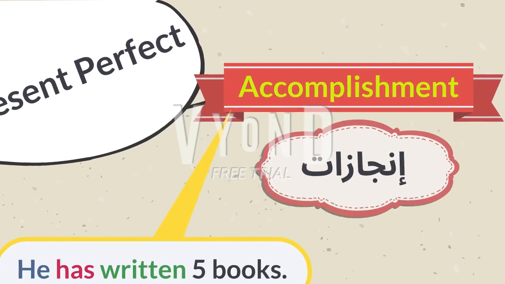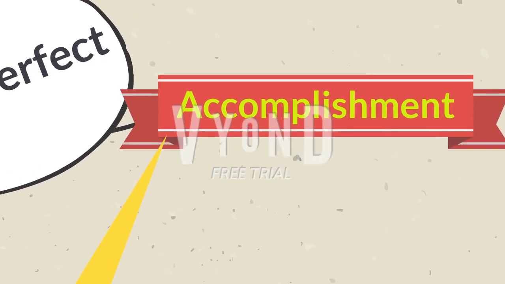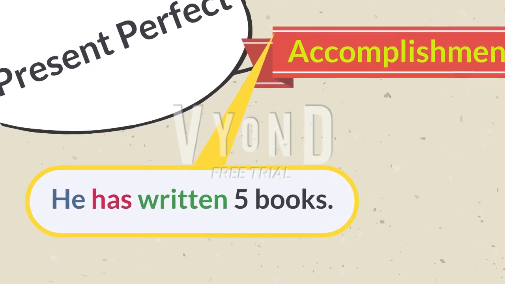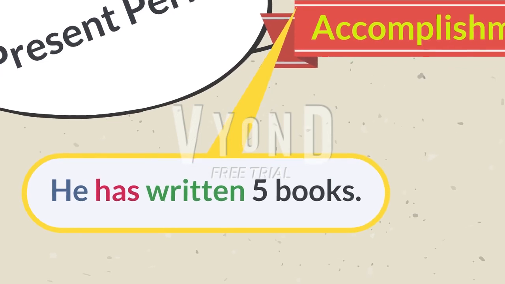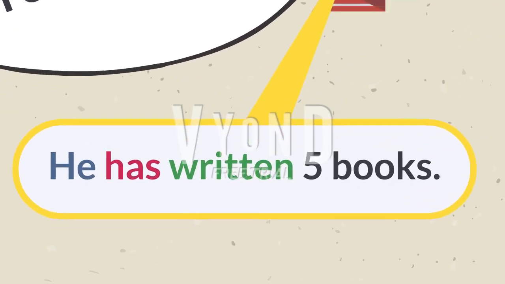We use the present perfect to talk about accomplishments. Like the example we have here, he has written 5 books. And as you know, the subject is he. That's why we use has plus past participle, written.